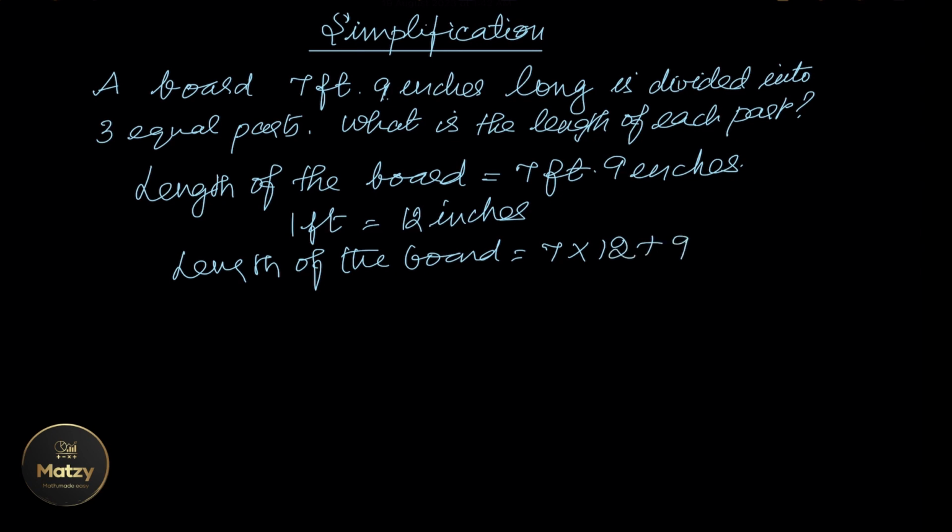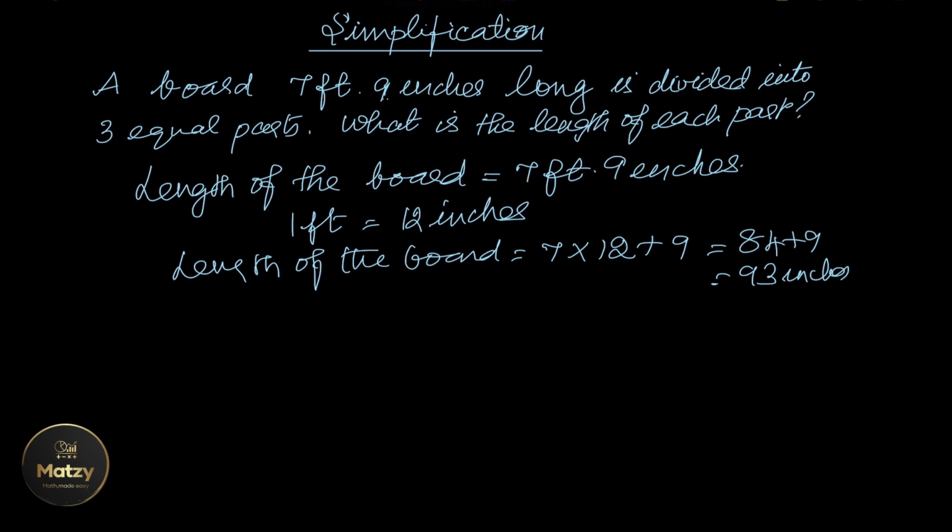It is divided into three equal parts. Number of parts is 3. So, length of one part is equal to 93 by 3, because the number of parts is 3 equal parts. It's given in the problem. So, after division, I got 31 inches.